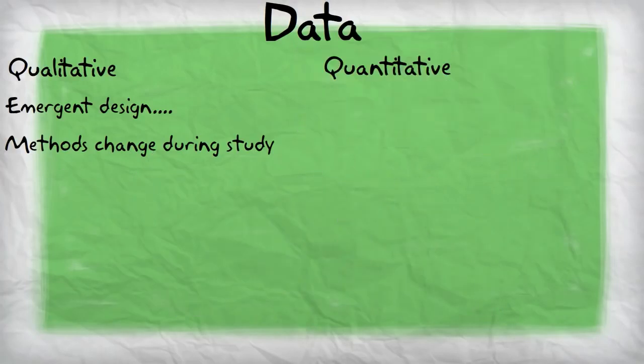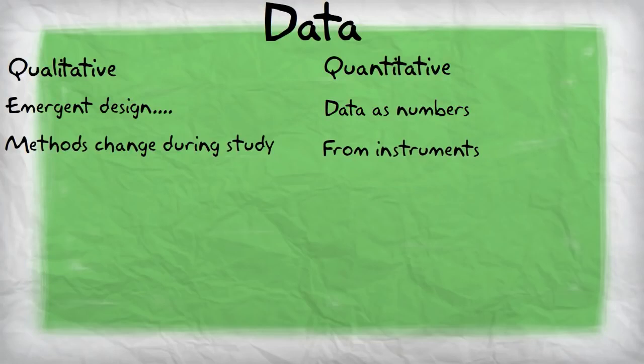The data for quantitative research is in the form of numbers. These numbers usually come from what people check off on instruments, which are surveys or questionnaires, or observational checklists and so on. So qualitative research looks at words, quantitative research looks at numbers.